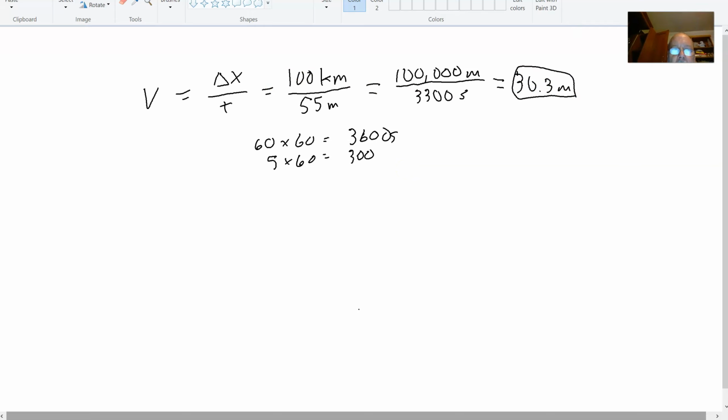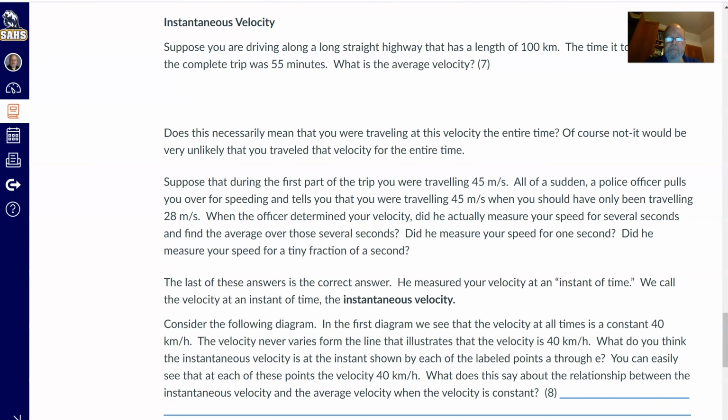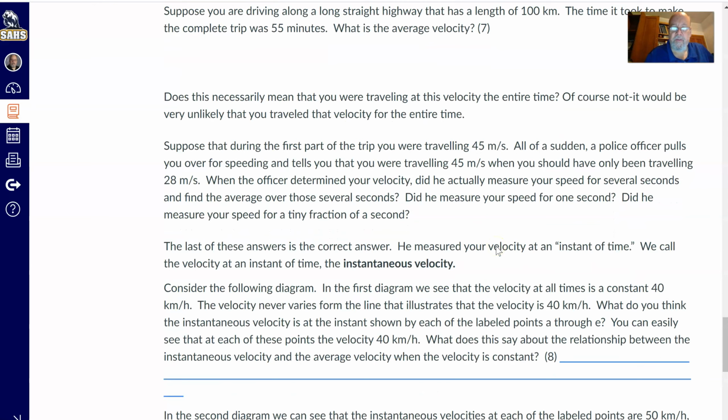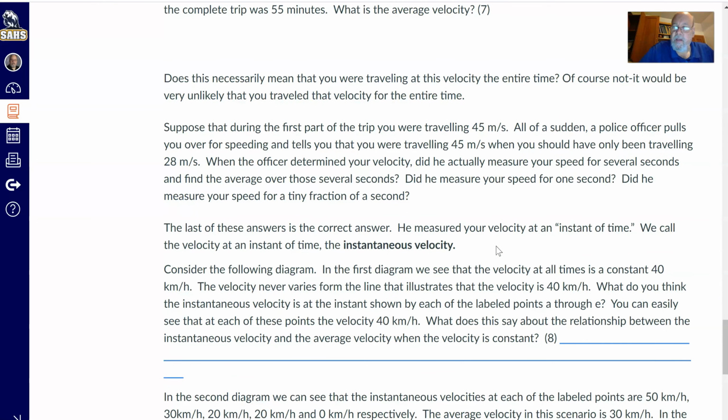And so, does that mean we were going that velocity the entire time? In fact, it would be very unlikely that we'd be going that velocity for the entire time. And by the way, what we just did needs to go in answer 7 on your worksheet. Suppose that during the first part of the trip you were traveling 45 meters per second. All of a sudden, a police officer pulls you over for speeding and tells you that you were traveling 45 meters per second when you should have only been traveling 28 meters per second.